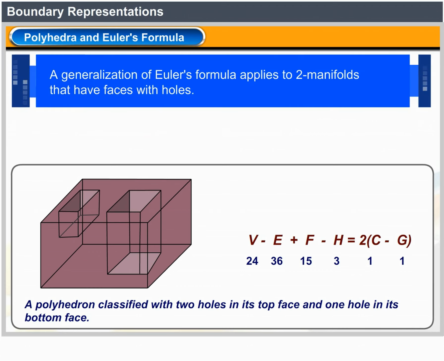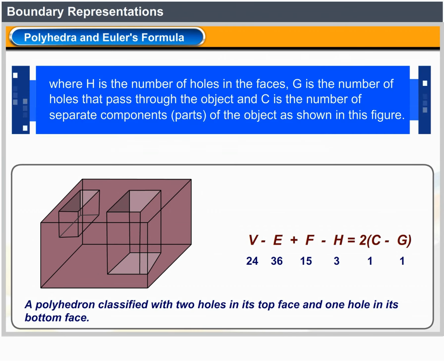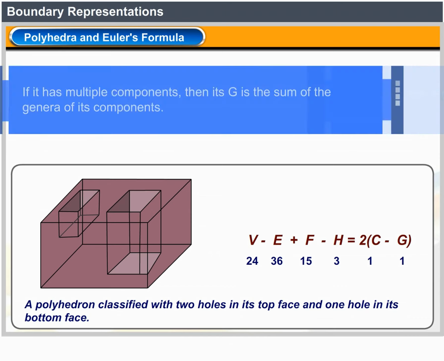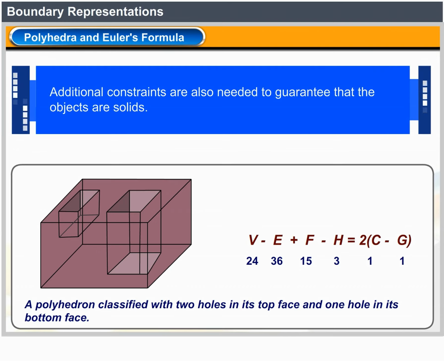A generalization of Euler's formula applies to two-manifolds that have faces with holes: V minus E plus F minus H equals 2 times (C minus G), where H is the number of holes in the faces, G is the number of holes that pass through the object, and C is the number of separate components, parts of the object, as shown in this figure. If an object has a single component, its G is known as its genus. If it has multiple components, then its G is the sum of the genera of its components. Additional constraints are also needed to guarantee that the objects are solids.